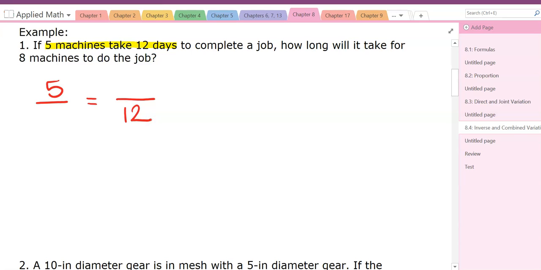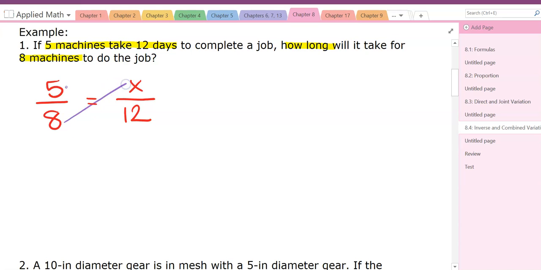Then you're also going to do this for the second half of this problem, which says, how long is it going to take for 8 machines to do the job? So the 8 goes with the 5, and the amount of time is going to be your x, because we don't know how long it's going to take for 8 machines to do this. So once you've got it set up, like I said, this looks a little bit different because I didn't put 5 over 12 and then 8 over x. I'm making them already on opposite heights because they're inverse.